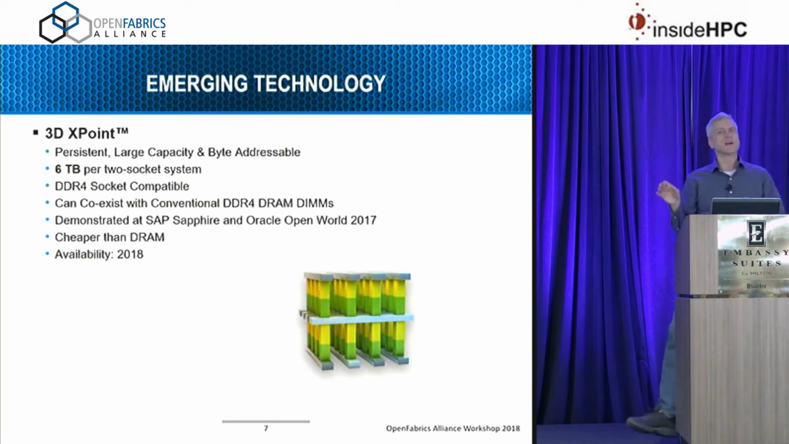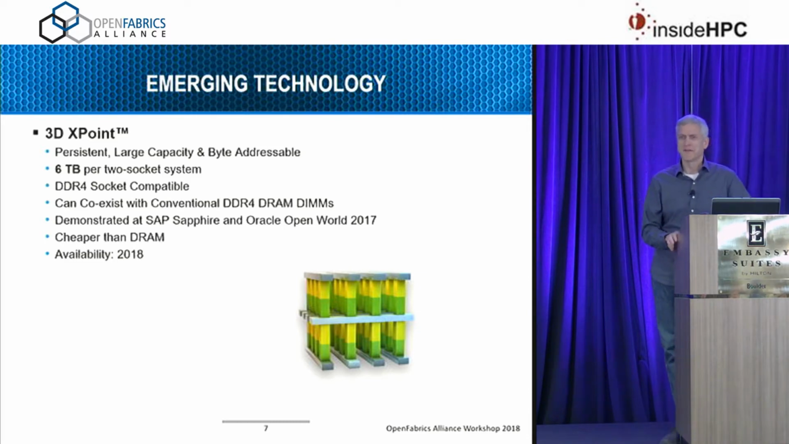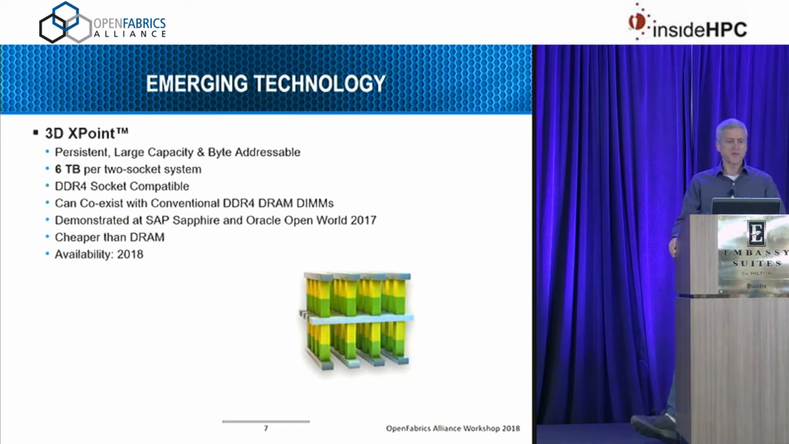It's pretty hard right now to build a 6 terabyte memory 2-socket system. I don't even know if it's possible. I think you'd have to have 256 gig DRAM DIMMs, which, if available, would be very expensive. So that's pretty hard. So that's what's sort of exciting about this. There's this explosion in capacity.